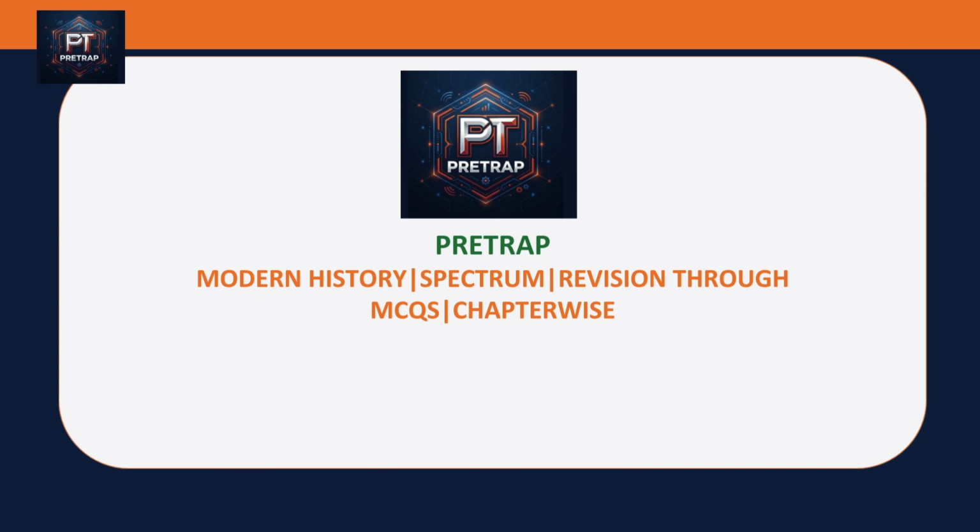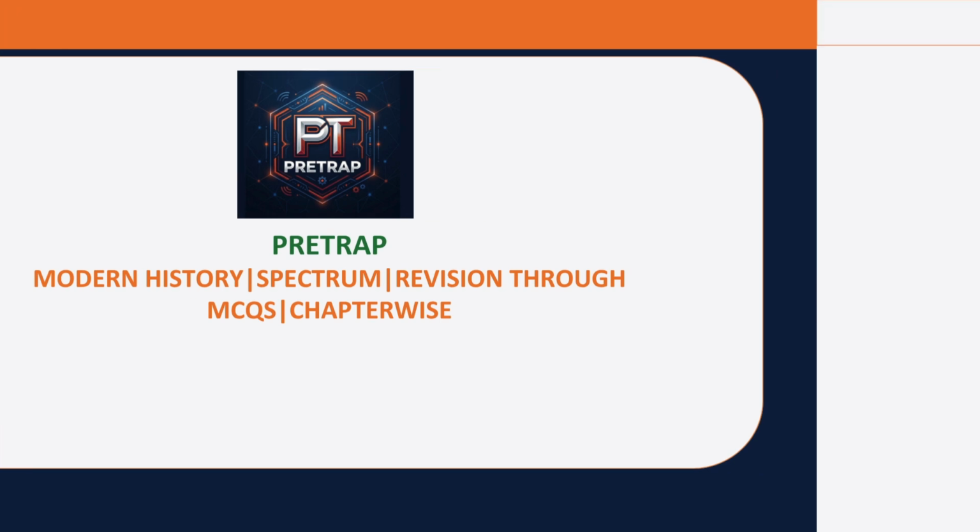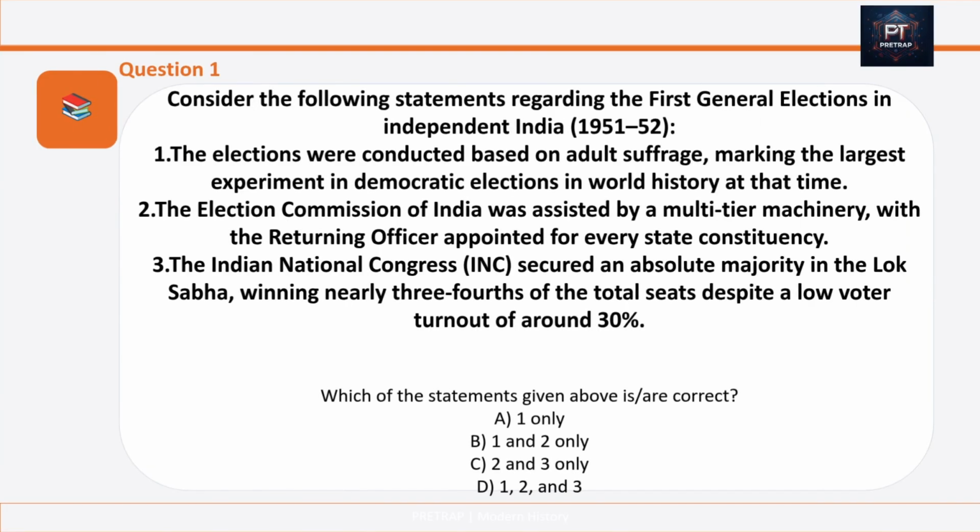So let's begin with question number 1. Consider the following statements regarding the first general elections in independent India. Number 1. The elections were conducted based on adult suffrage, marking the largest experiment in democratic election in world history at that time. Number 2. The Election Commission of India was assisted by a multi-tier machinery with the returning officer appointed for every state constituency.